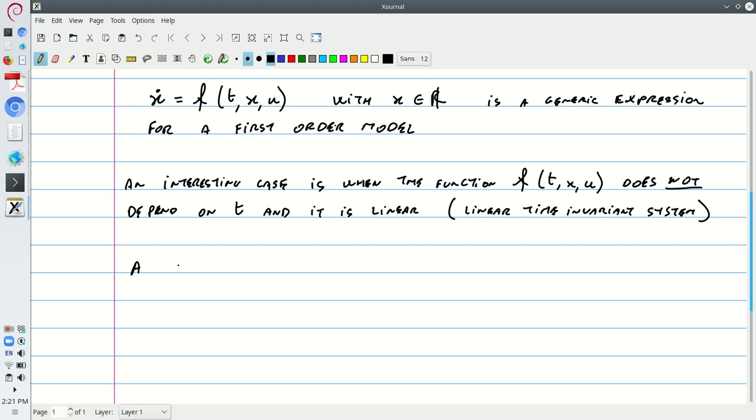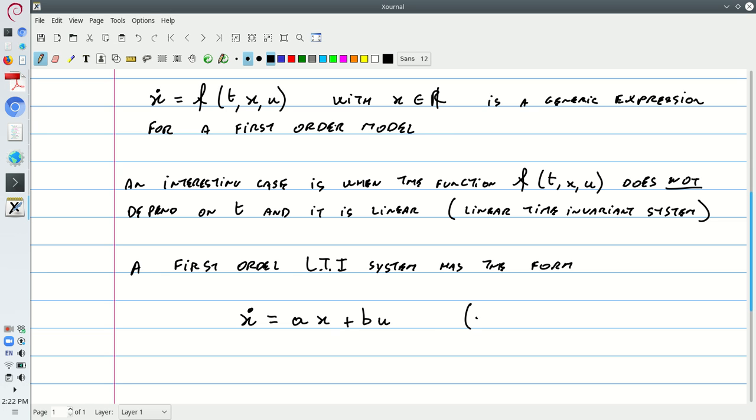So a first order linear time invariant system has the form x dot equal to, there is no dependence of time, this function has to be linear in x and u, so it can be written as ax plus bu.